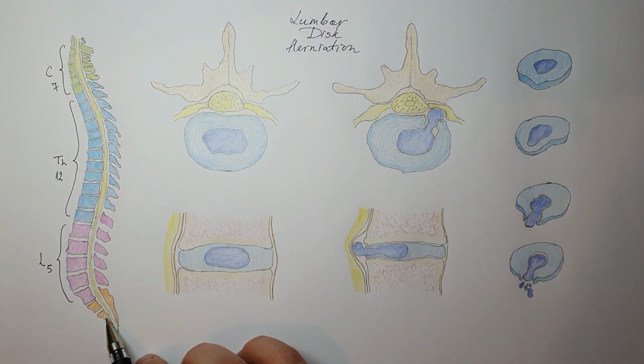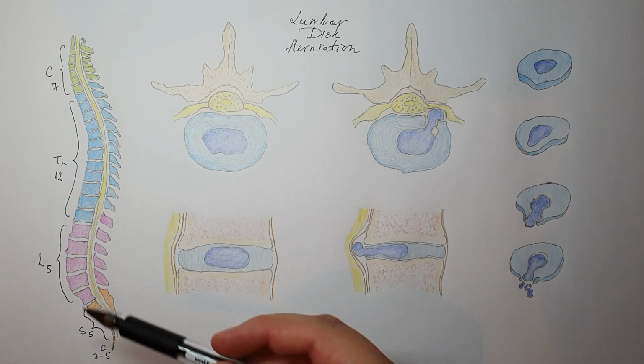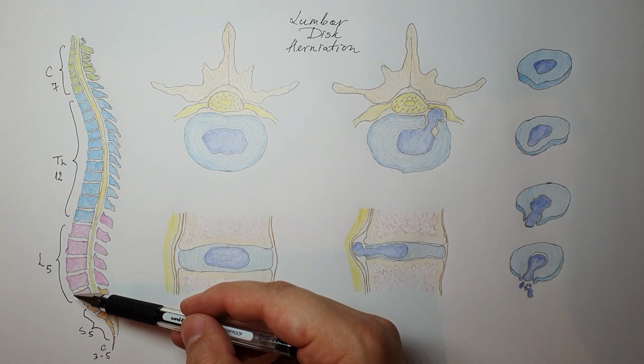Then we have the sacrum. The sacrum is also vertebrae but fused, basically 5 fused vertebrae. And last but not least, the coccygeal bone. It is also 3 to 5 fused vertebrae. So about 34 vertebrae altogether. But for the purpose of this video, we want to analyze the lumbar vertebrae.